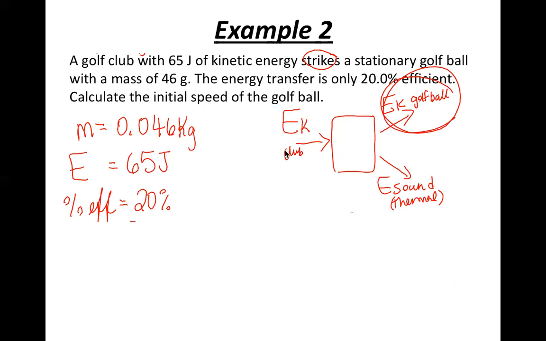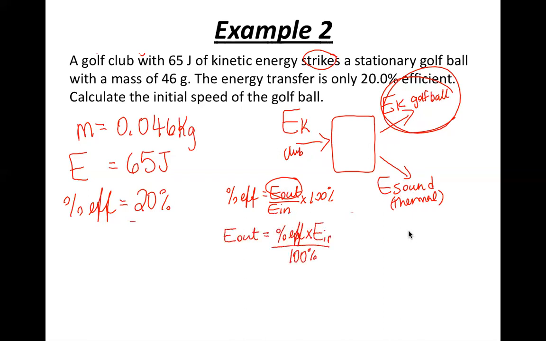EK comes in for the club, and EK for the golf ball comes out of it, and also maybe some sound, maybe some thermal energy. So there's energy lost or wasted, and there's the useful stuff. You intend to get all the kinetic energy to the golf ball. Our percent efficiency is 20%. We have our equation. So what is energy out and what is energy in? This is the energy in. This is the energy out, because we don't care about the wasted energy.